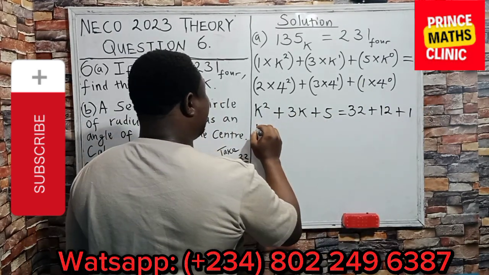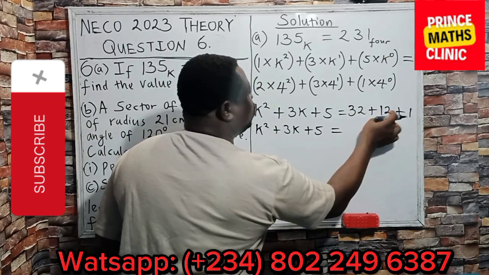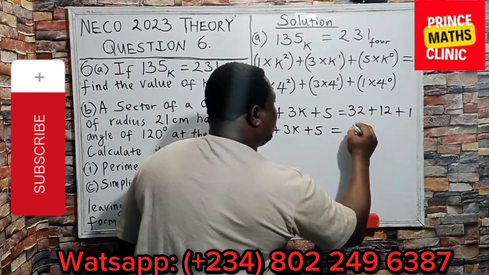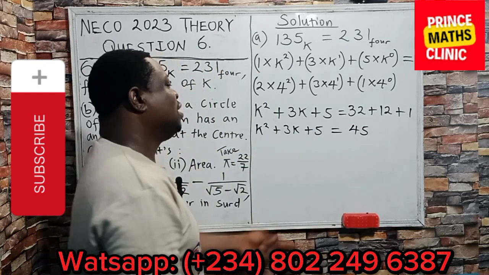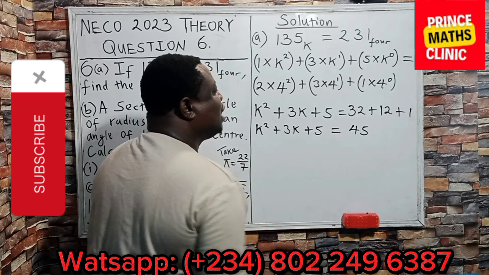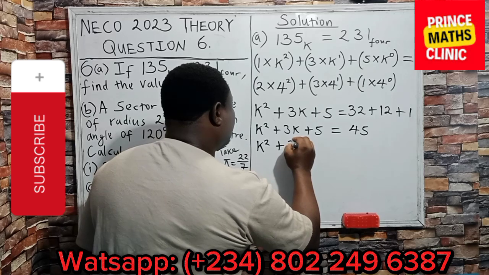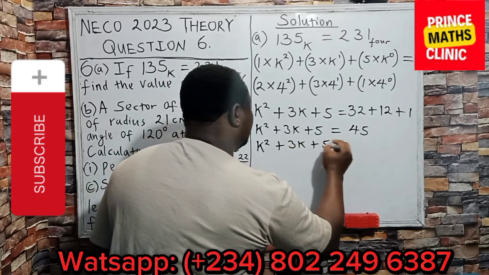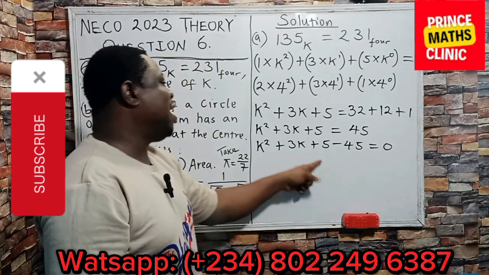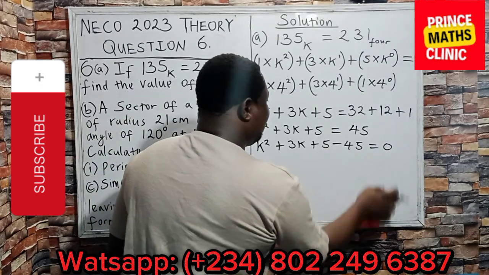So I will rewrite everything I have here. If you add up everything you have here, 32 plus 12 will give us 44, plus 1 will give us 45. And if you move this here, the sign here is positive. When it crosses the equal to sign, it changes to negative. So this becomes k squared plus 3k plus 5 minus 45 equal to 0. And 5 minus 45 is negative 40. So I'll replace this with negative 40.